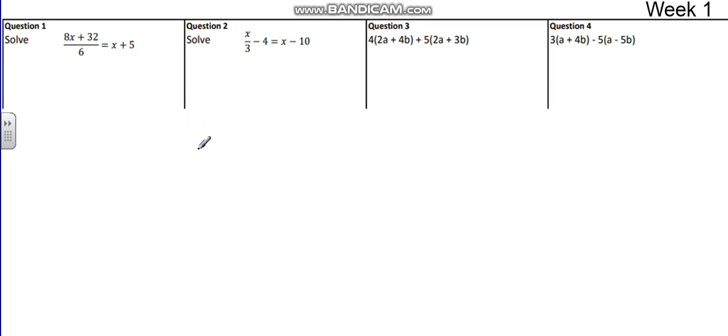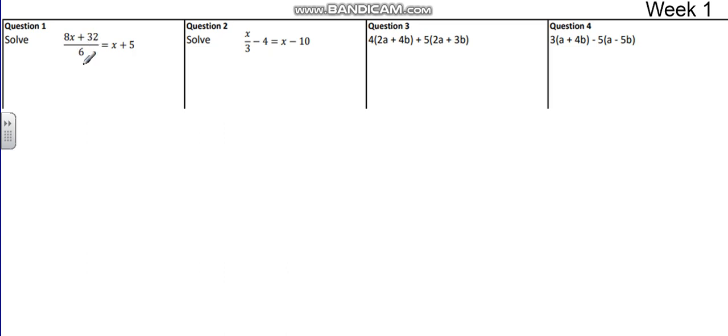Okay, so these are the solutions for the 20 questions for term 3, and this is week 1. So I'm going to go through these in full, make sure you understand how to do them, and that if you didn't get them right, that you write out your corrections fully. Okay, so we're looking at solving this equation here.